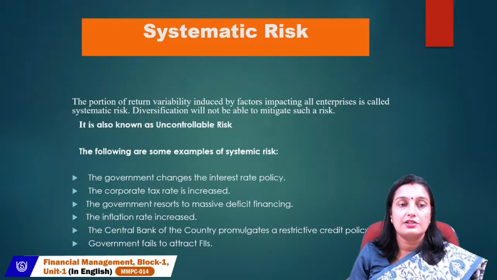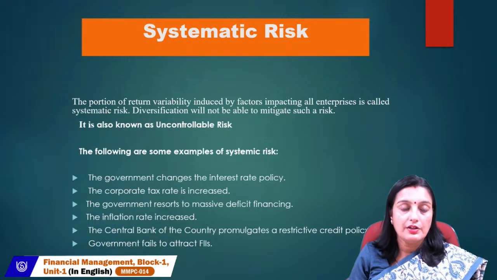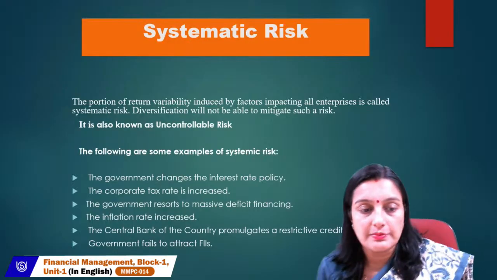And this systematic risk is also known as uncontrollable risk. A company, an enterprise, a business manager or a financial manager cannot control this risk, and they don't have the capacity to reduce it, because it is bound to happen because of several factors. There are some examples of systematic risk.